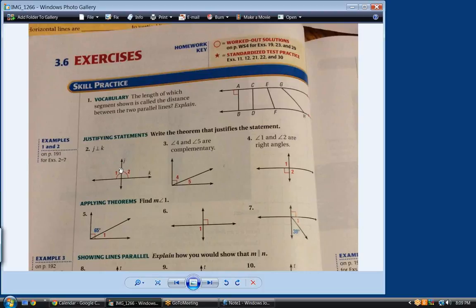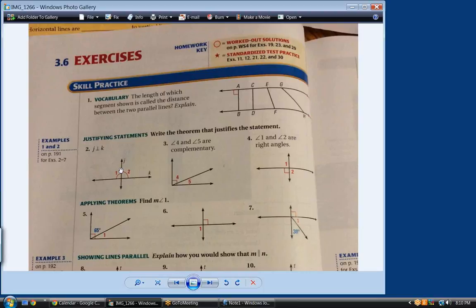If 2 lines intersect to form a linear pair of congruent angles, then the lines are perpendicular. Do you have your book? Open it up and see if you can find that theorem, because it'll be easier than having me read it word for word to you.